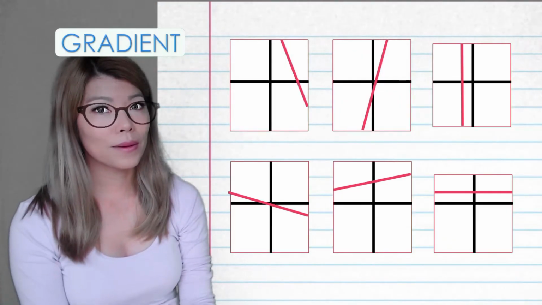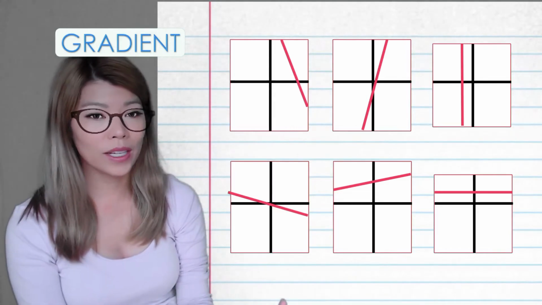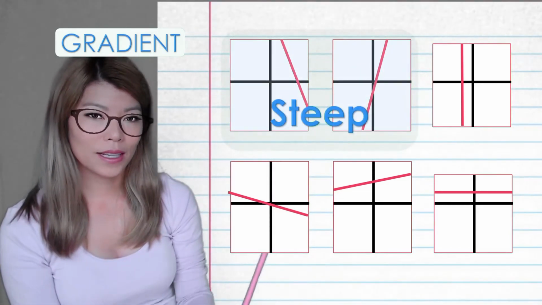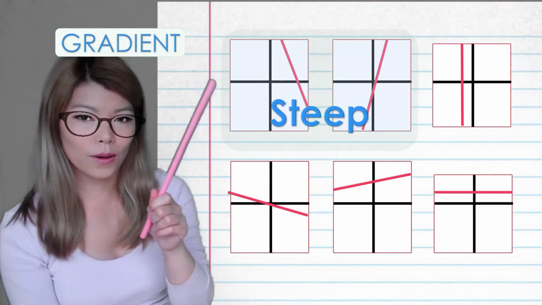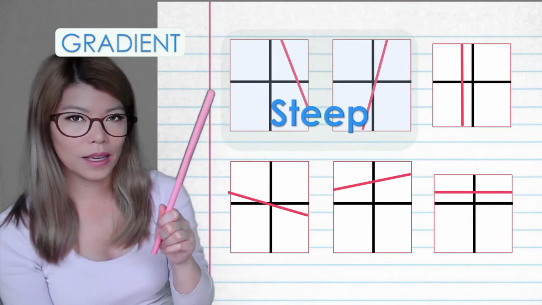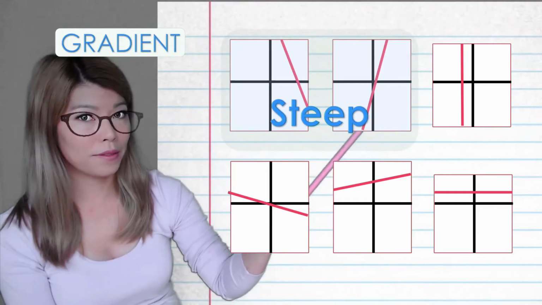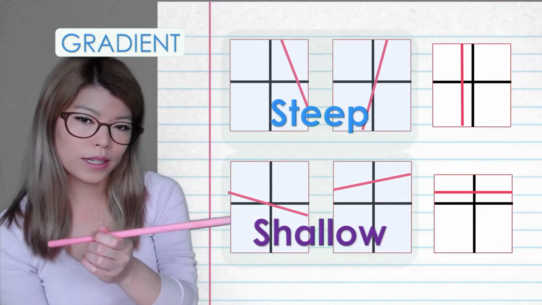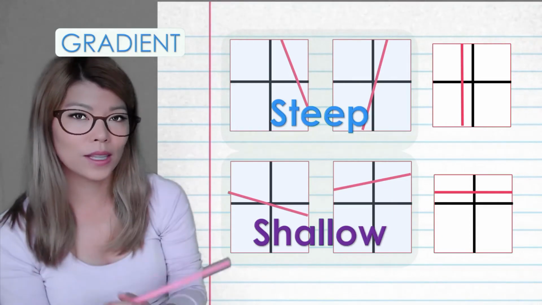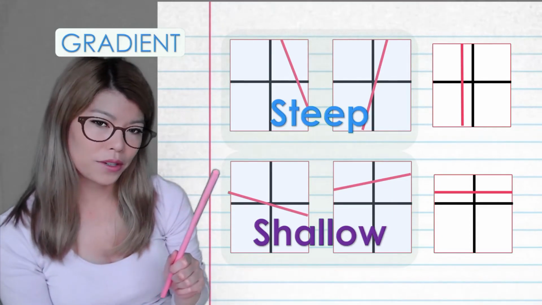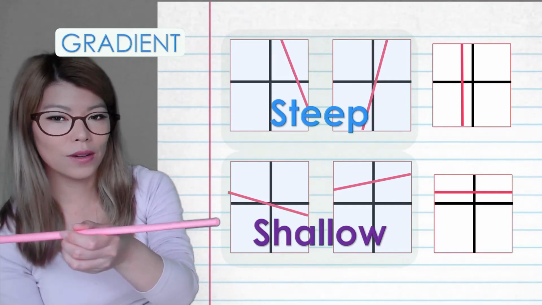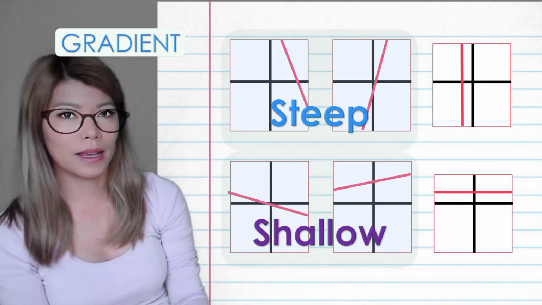Let's have a look at some keywords to do with gradients by looking at the red lines over here. These two lines are said to be steep because they're almost straight up. Imagine rolling a ball, it will roll pretty fast, it's pretty steep. Whereas these bottom two lines here, it's pretty flat, almost lying down, they're said to be shallow. Imagine rolling a ball, it will be pretty slow. So almost lying down, shallow, almost straight up, steep.